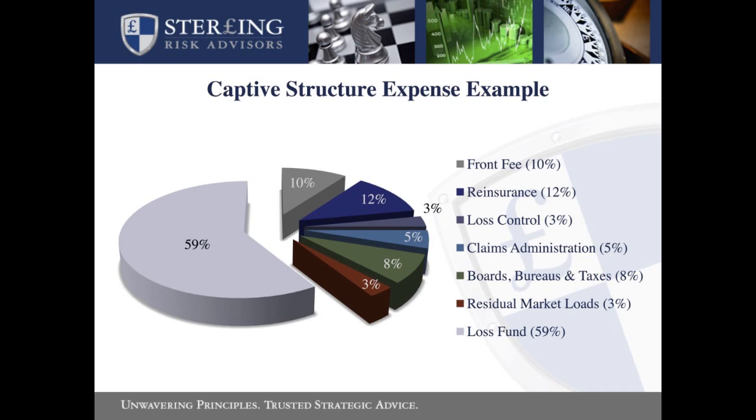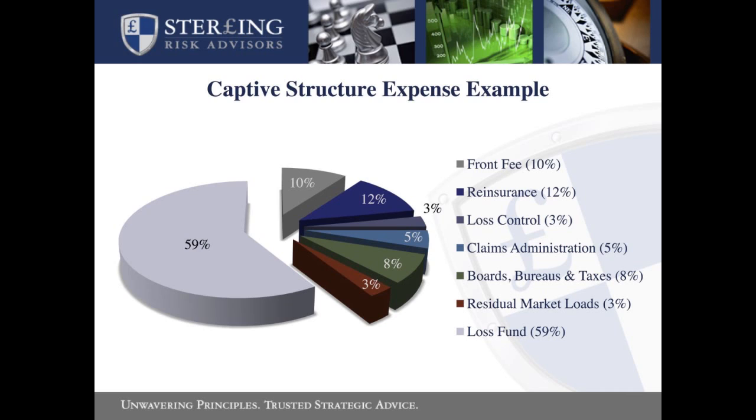In a captive structure, this is kind of how the expenses break down. Percentages can be different depending on the lines of insurance, but you'll pay a front fee. That's what you pay the insurance company to issue the policies that we need: work comp, automobile, general liability. We'll buy the reinsurance, which I saw in the boxes, to cover our severity losses, cover our frequency losses. We'll outsource our loss control. We'll outsource our claims administration. We'll still have boards, bureaus, and taxes paid to the states. We'll still have our residual market for the funding, and then we'll have our loss fund.